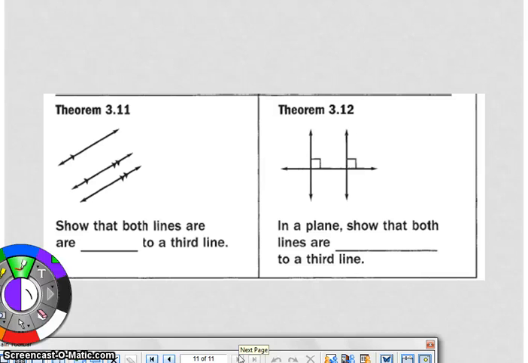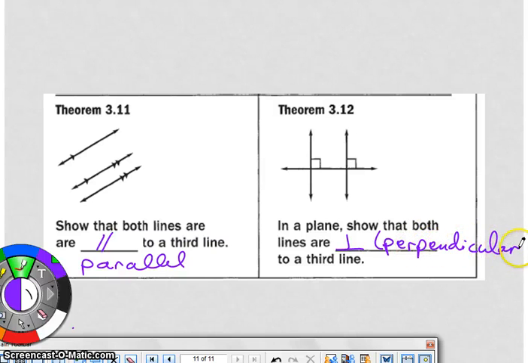Theorem 3.11, so show that both lines are parallel to a third line. You can just do the 2 slash marks. If you forget what that means, write it underneath. And then Theorem 3.12, in a plane, show that both lines are perpendicular, the upside down T, to the third line. Okay.